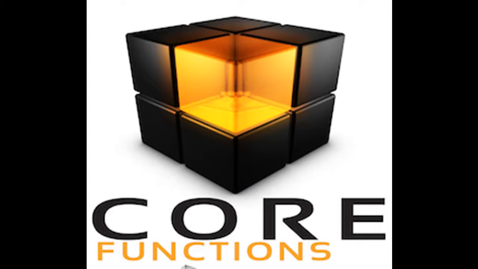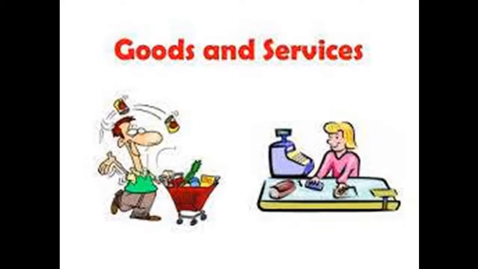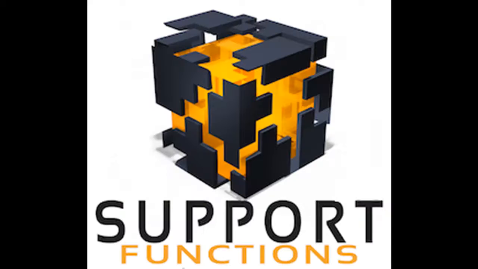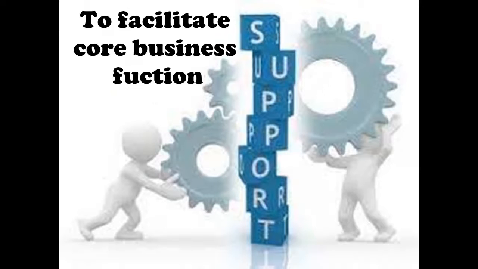Core business functions are activities of an enterprise yielding income. The production of final goods or services intended for the market or for third parties. Support business functions are supporting activities carried out by an enterprise in order to permit or to facilitate the core business functions.